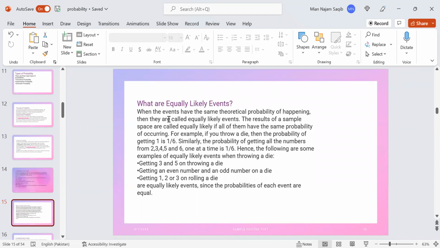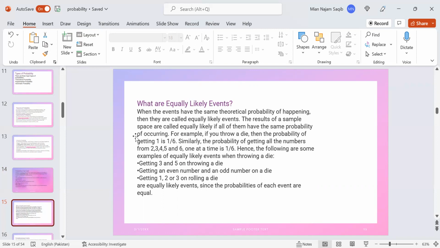In order to understand this better, we need to know what equally likely events are. Basically, when events have the same theoretical probability of happening, they are called equally likely events. The results of the sample are called equally likely if all of them have the same probability of occurring. For example, if you throw a dice, then the probability of getting 1 is 1 over 6. Similarly, the probability of getting each of the numbers 2, 3, 4, 5, and 6 is 1 over 6.